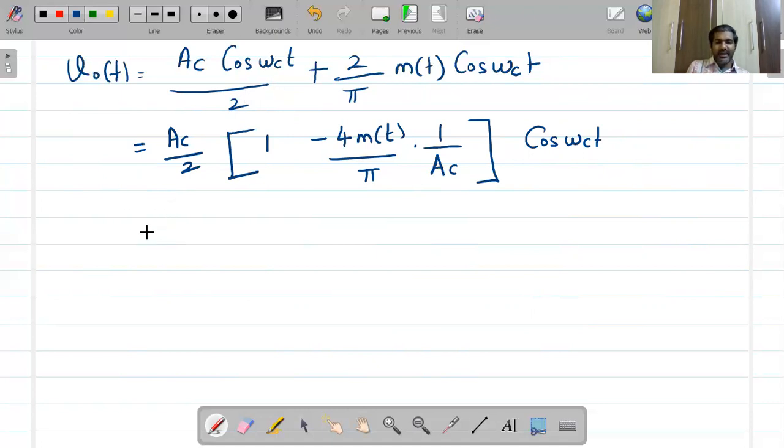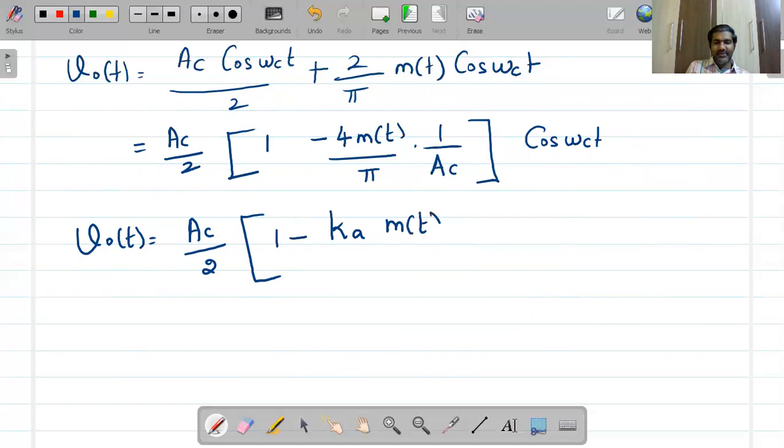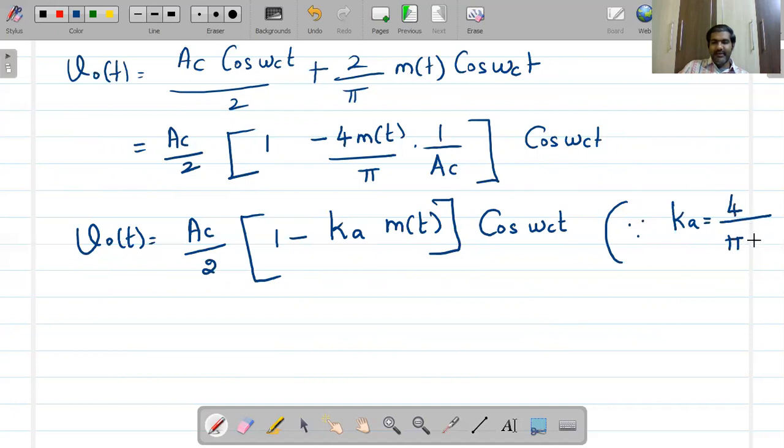Okay. So I can write this as V naught of t is equal to AC by 2 into 1 minus Ka into m of t into cos omega ct, provided that Ka is nothing but 4 divided by pi AC. Okay, I'm replacing this 4 by pi into 1 by AC as Ka. So you will have V naught of t as AC by 2 1 minus Ka into m of t cos omega ct.